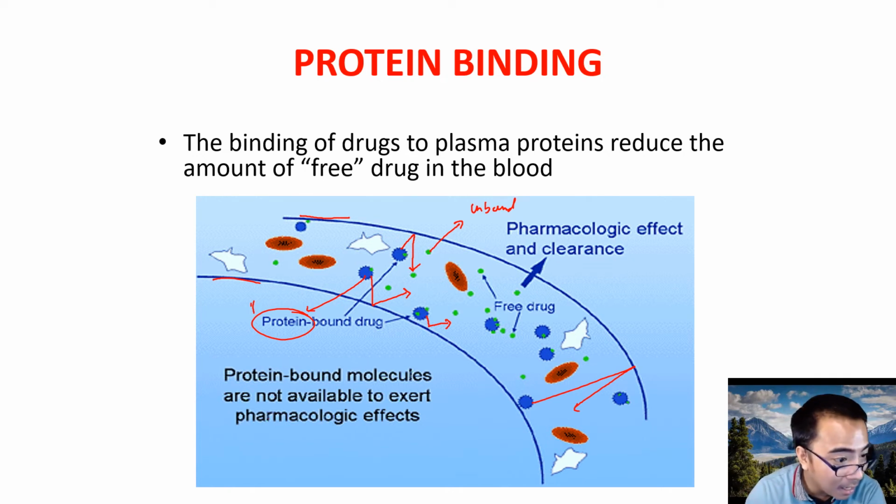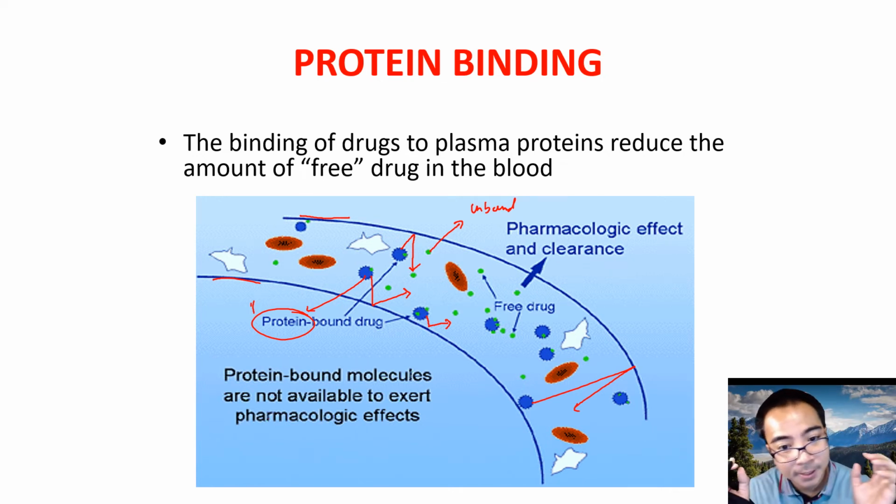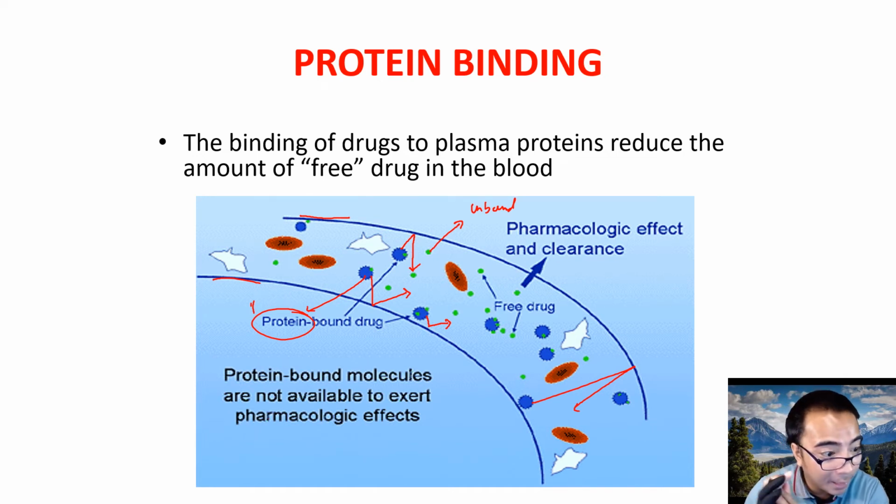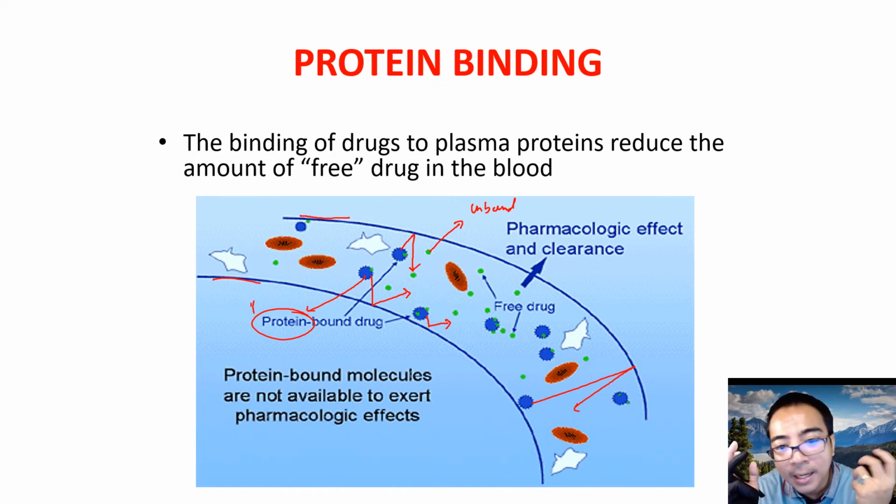Now, the good thing here is drugs that are bound are not permanently bound. They are bound simply by weak forces like hydrogen bonds, weak forces lang yan. It's reversible. Okay, it's reversible. So sooner or later, class, the bound drugs will be released and therefore it's going to create an effect and it will be cleared out of the body.